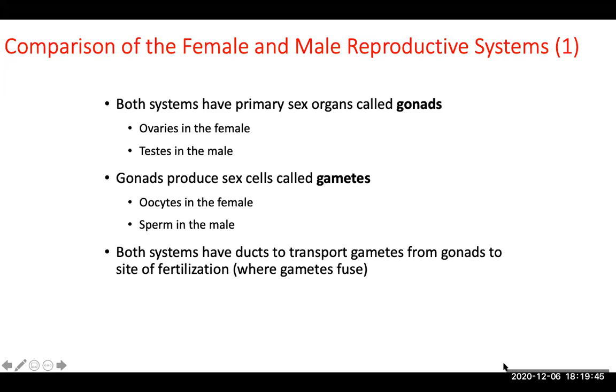This will be chapter 28 in your textbooks and in Connect. The reproductive system we'll cover just briefly. There's only about 20 slides. The majority is just focusing on the anatomy of the system that you'll cover in lab as well.